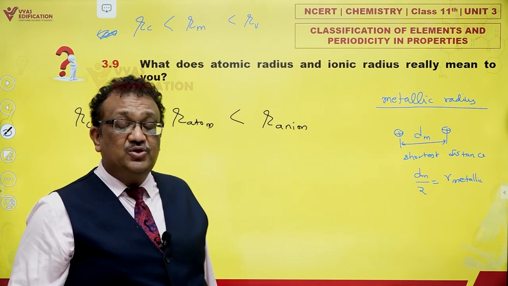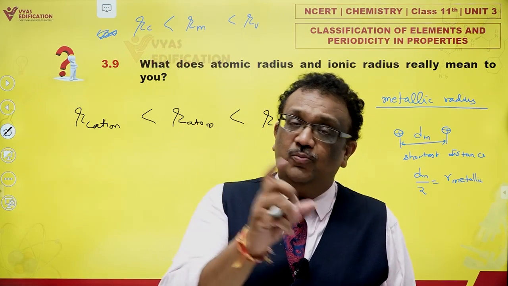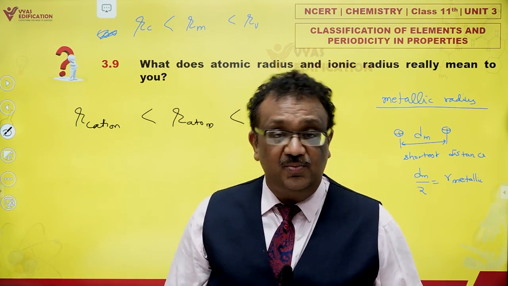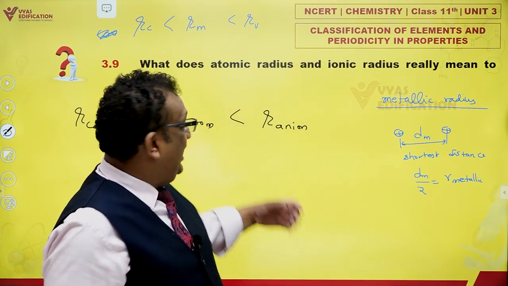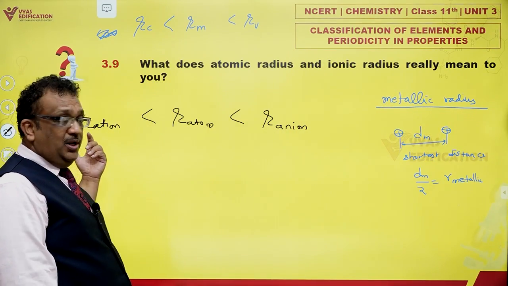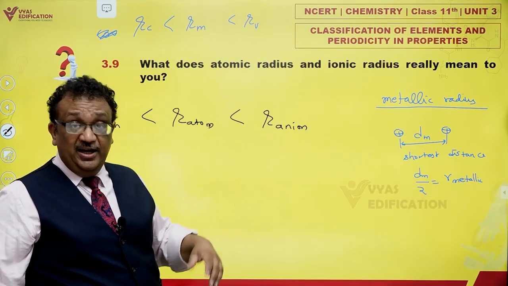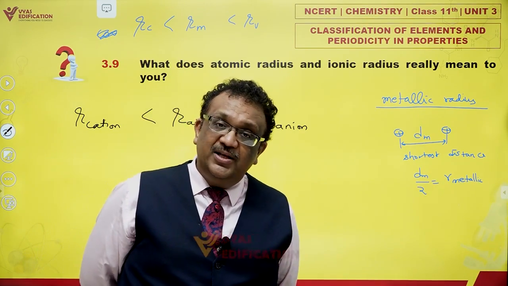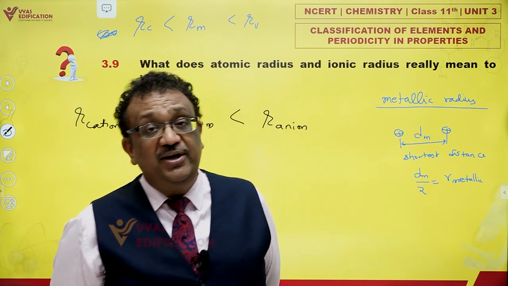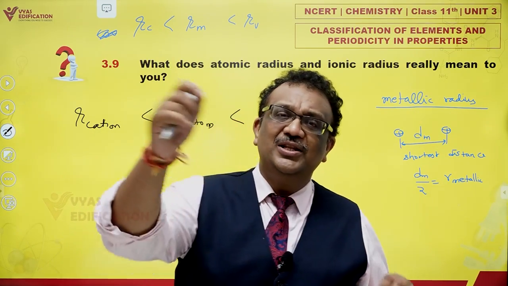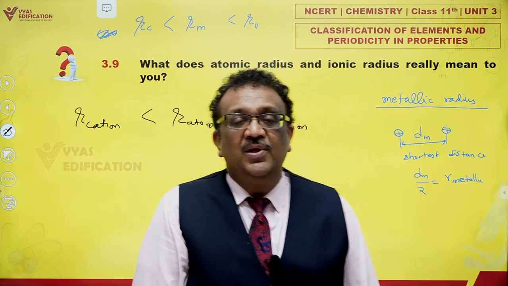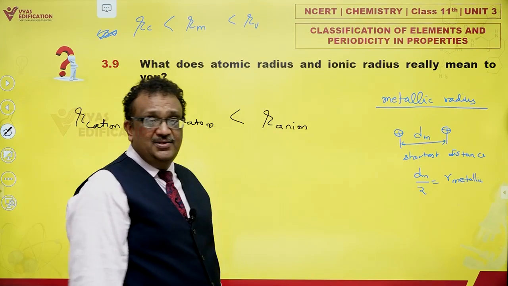If I have Na plus or Na minus, Na plus is bound to be smaller than the Na atom, and Na minus is bound to be bigger than the Na atom, obviously. So if any atom forms a cation, it would become smaller, and if it forms an anion, it would definitely become bigger in radius. What is the radius of an ion, and what does this radius indicate? From the nucleus till the outermost point, the distance would be termed as the radius. How do I determine the radius of ions?